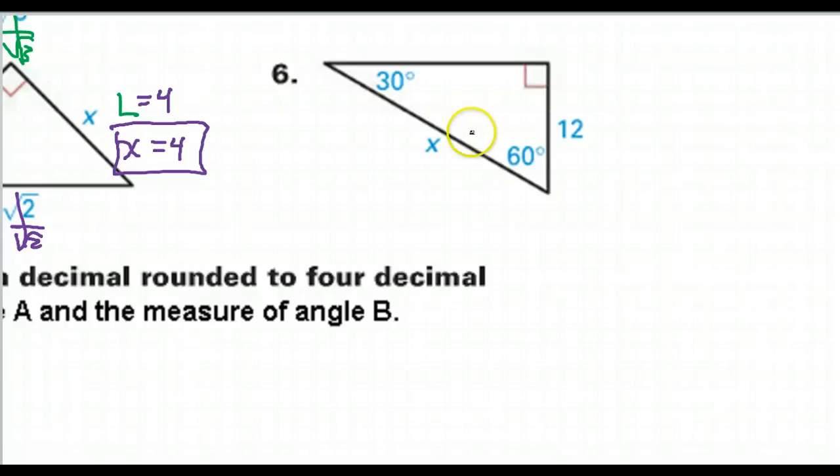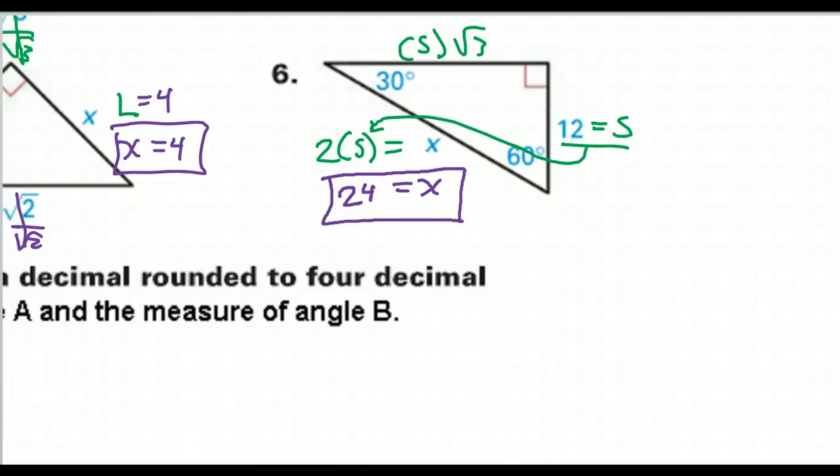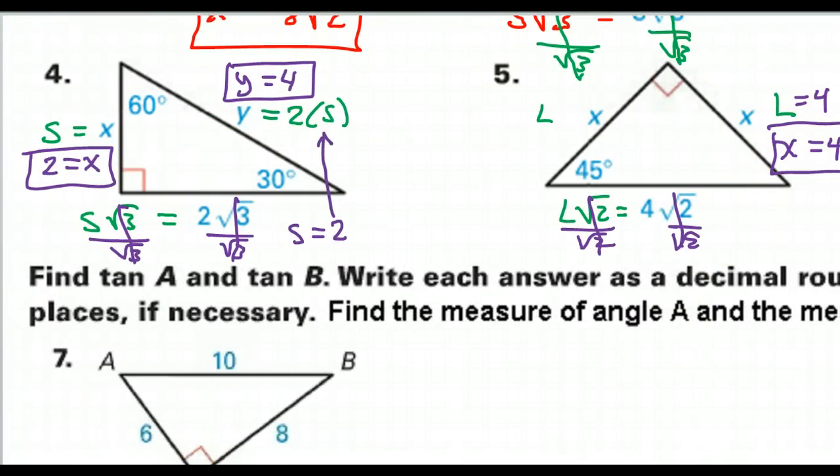Number 6. This is the short leg, because it's across from the 30. And then the hypotenuse here should be double the short leg. And if I needed it, the long leg over here would be the short leg times radical 3. But anyway, since the short leg is 12, I could just put that in. So that's going to give me that x is equal to 24, because 2 times 12. That's pretty straightforward, I suppose, at this point.